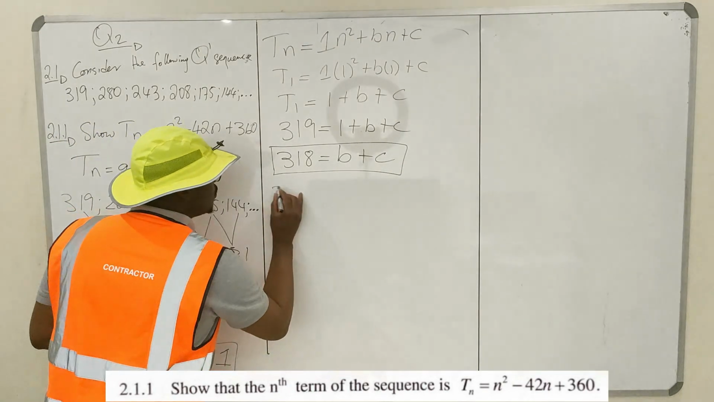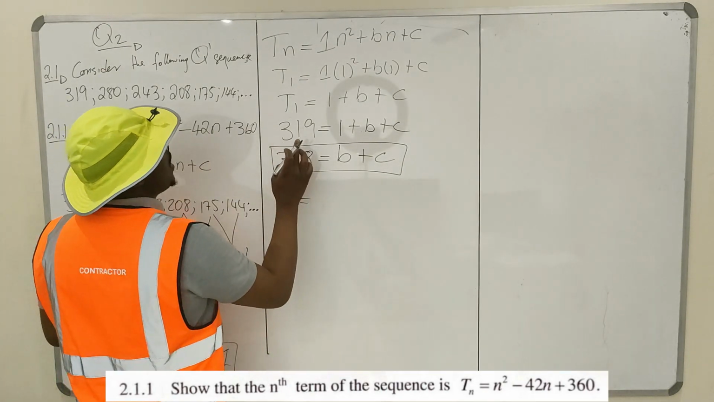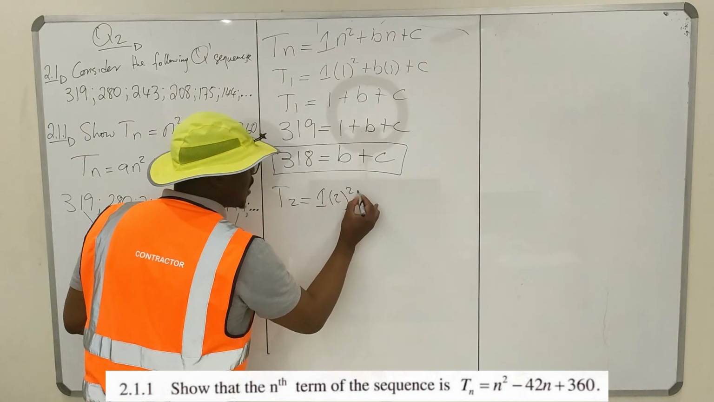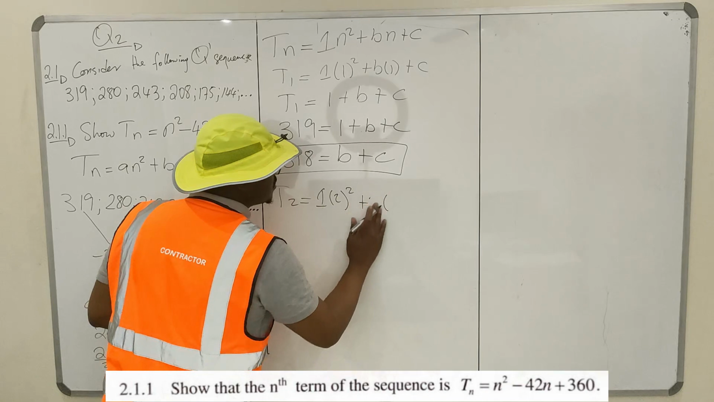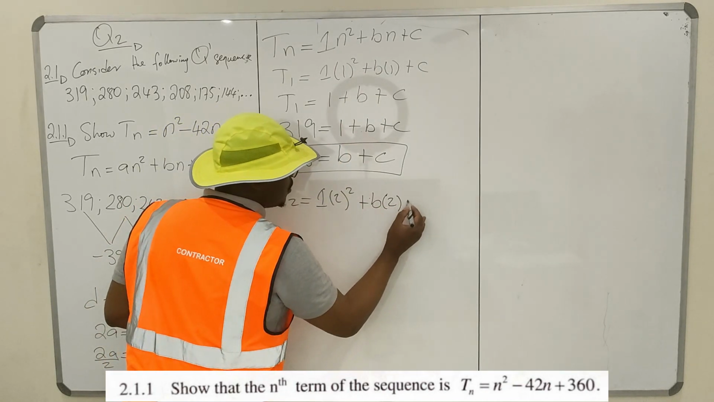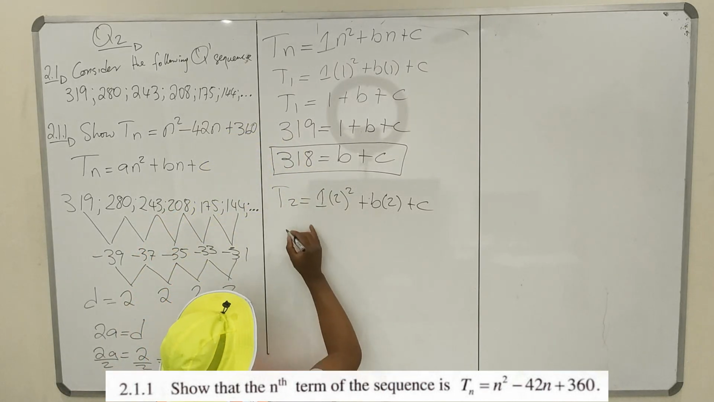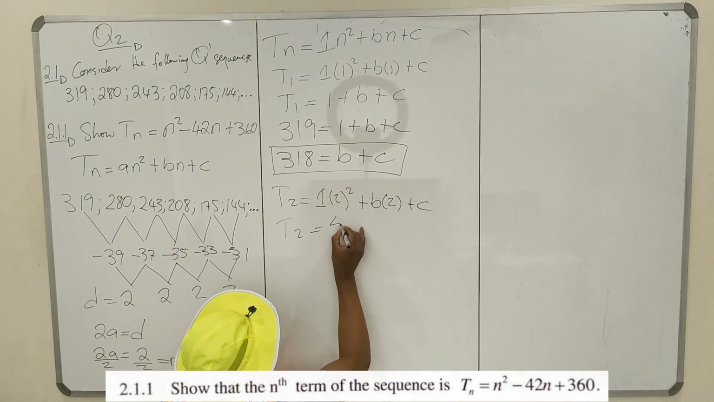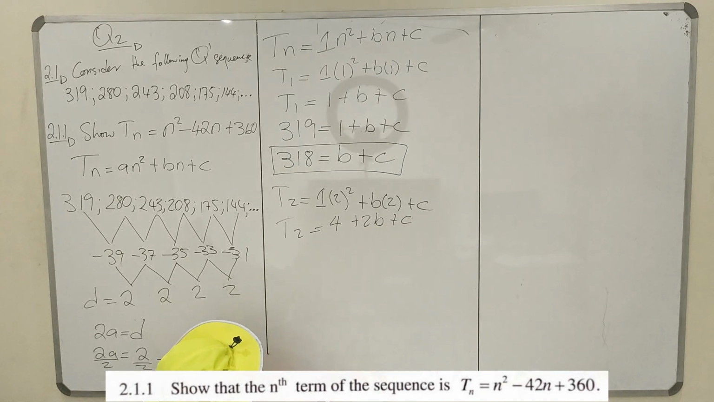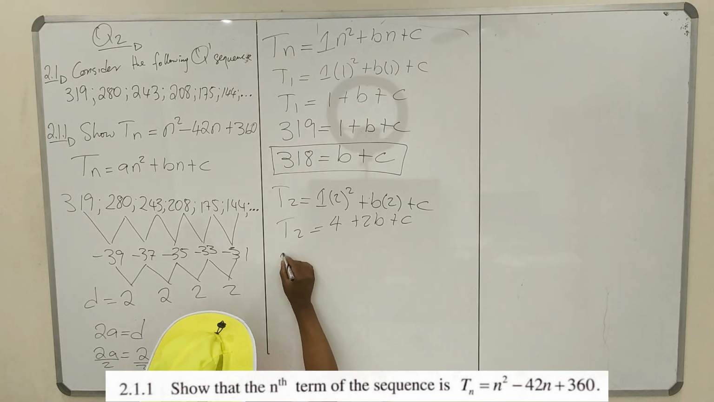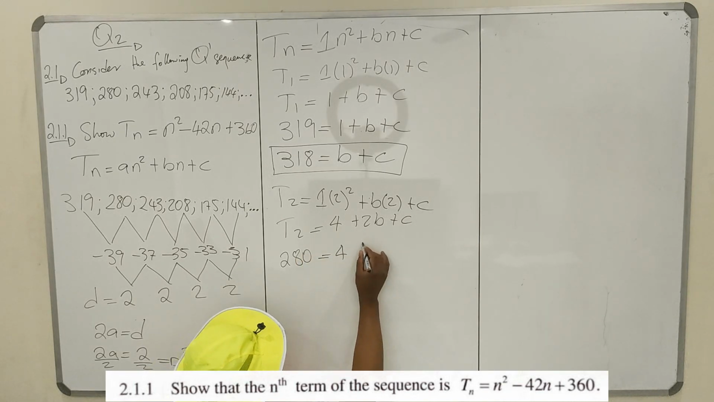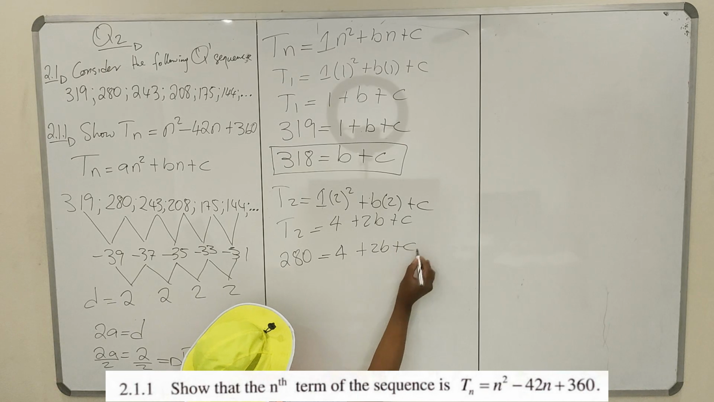So T2 would be equal to what? It would be 1 times 2 squared, right? Plus 2 plus b times 2 plus c. So you have T2 equal to 4 plus 2b plus c. You know what T2 is. T2 is equal to 280, which is equal to 4 plus 2b plus c.